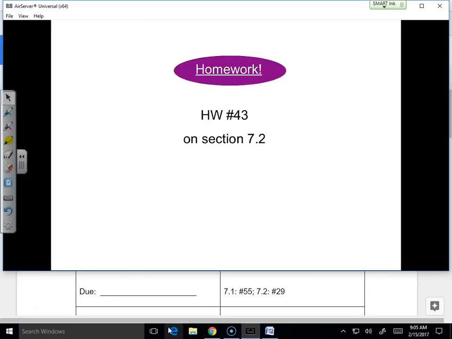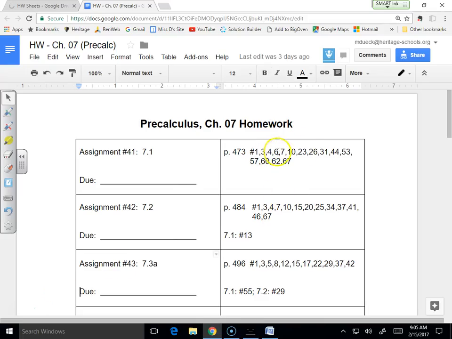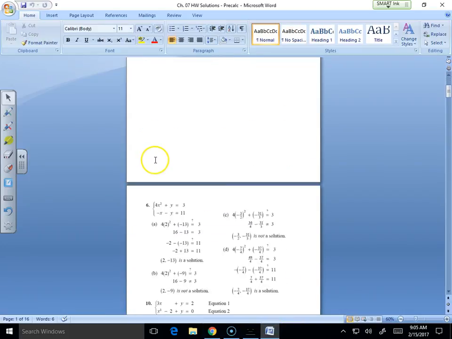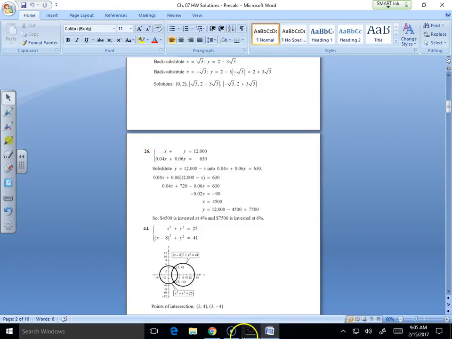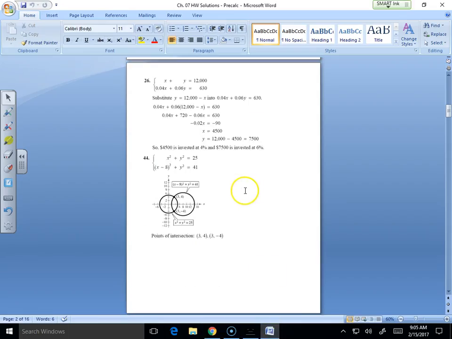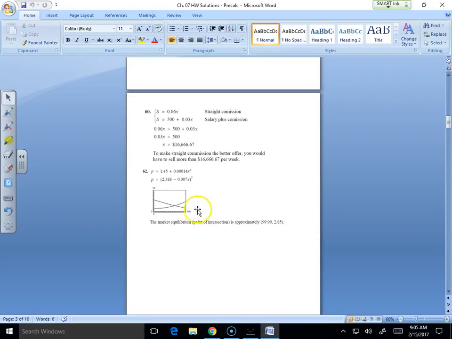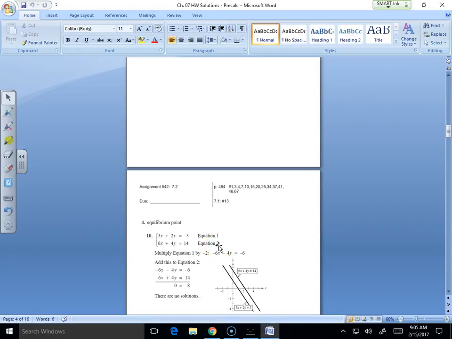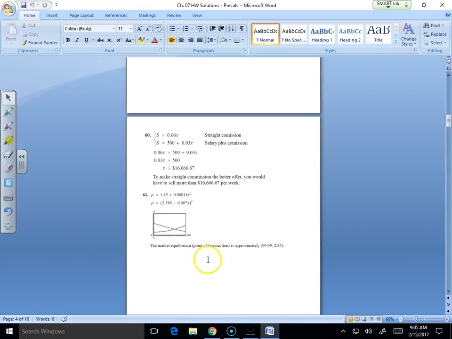So let's go ahead and check our 7.1. The evens. I'm double checking that I have the correct evens. So we need 4, 6, 10. So far so good. What else do we got? 26, 44, 60, 62. Is that it? Perfect. And then section 7.2 will wait in grades tomorrow.